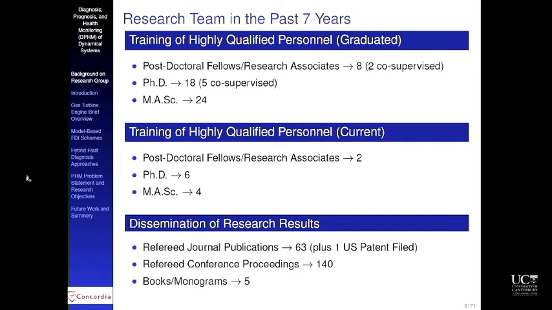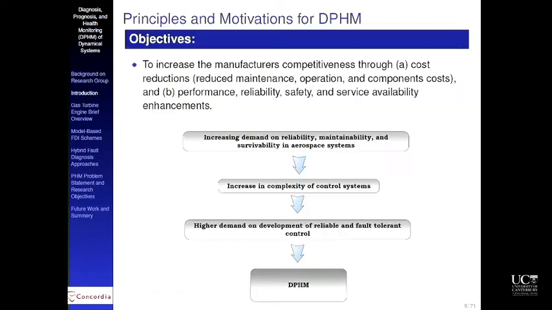Now, all of these projects, in the past 7 years, have led to the graduation of 8 postdocs and a number of PhDs and masters. These are mostly supervised by myself, but there are some co-supervised. Currently, I have 2 postdocs, 6 PhDs and 4 masters, and their work has resulted in a number of publications. So with that quick overview, let me start the presentation today on why we are interested in DPHM, again, diagnosis, prognosis and health management.